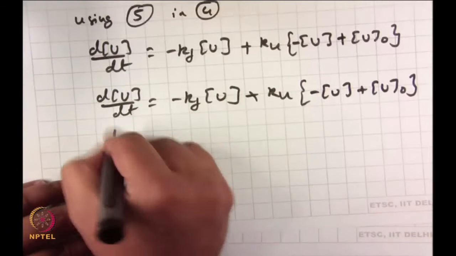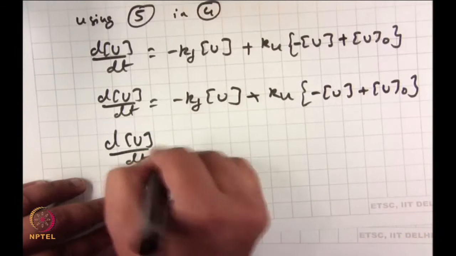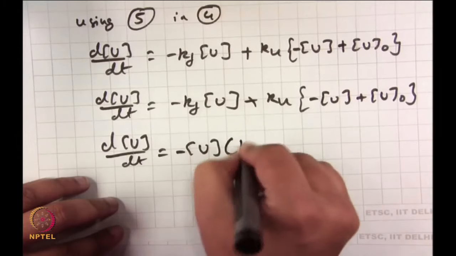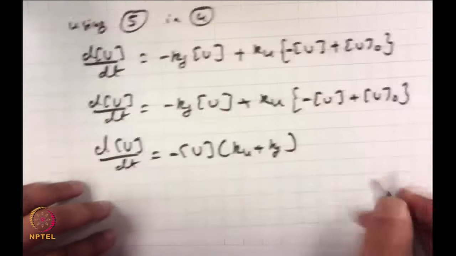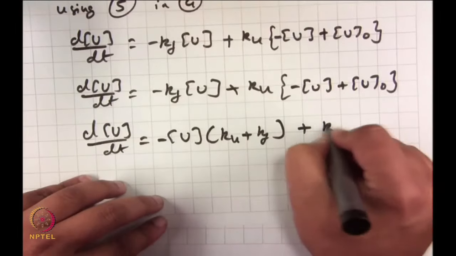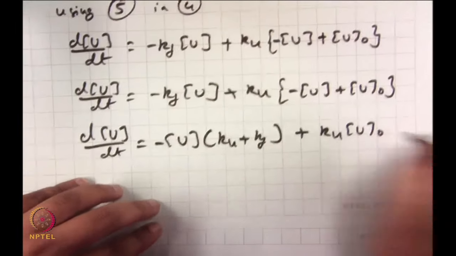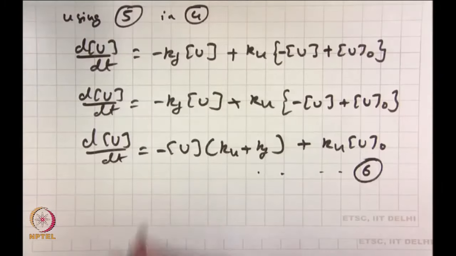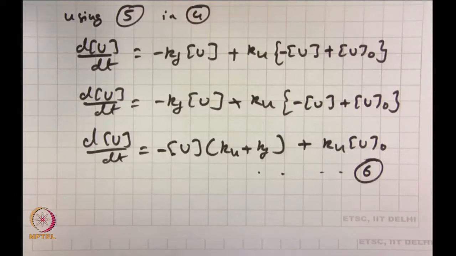So, what I can write now is d u over d t is equal to concentration of u minus k u plus k f plus k u times u naught. So, this is equation number 6. You always make sign mistakes. Okay. Equation number 6.